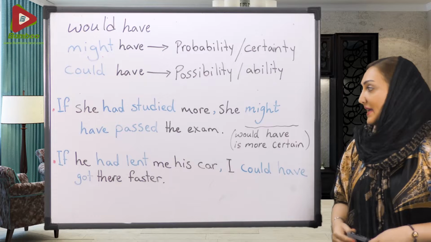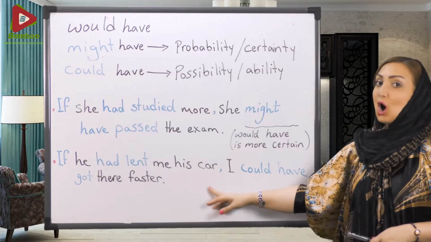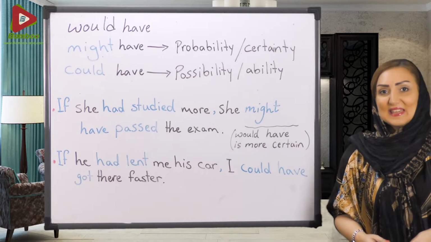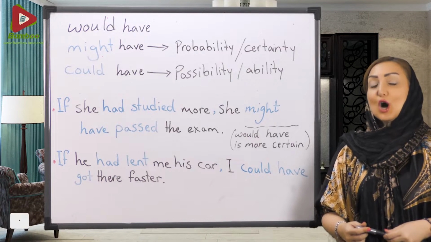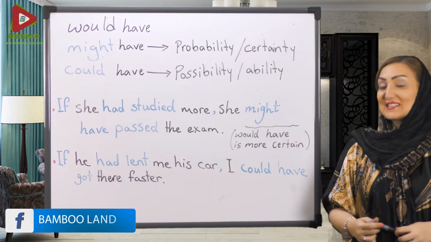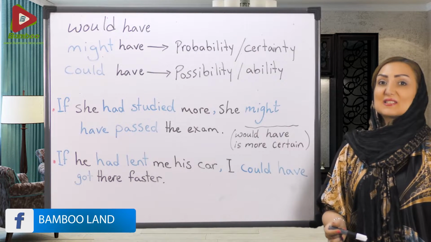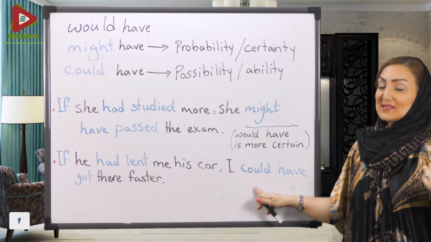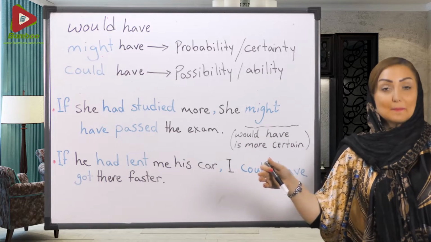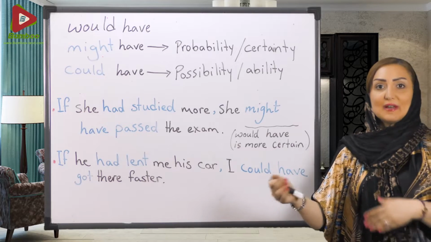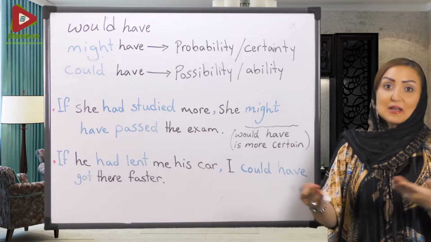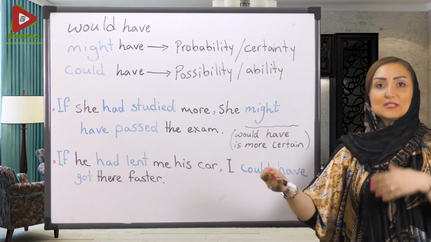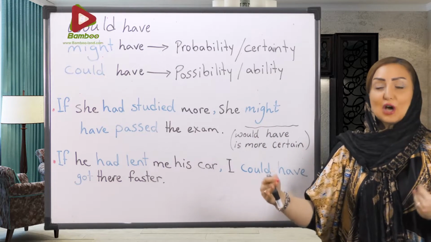If he had lent me his car I could have got there faster. If he had lent me his car I could have got there faster. I couldn't, I wasn't able.